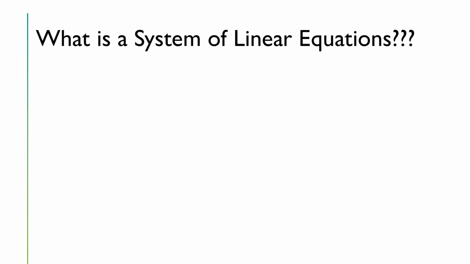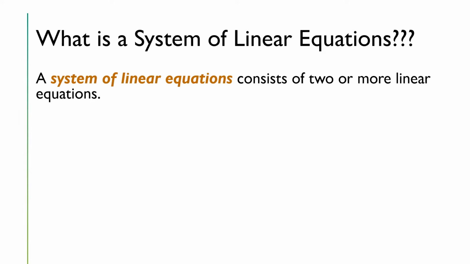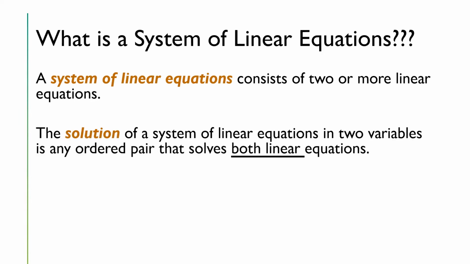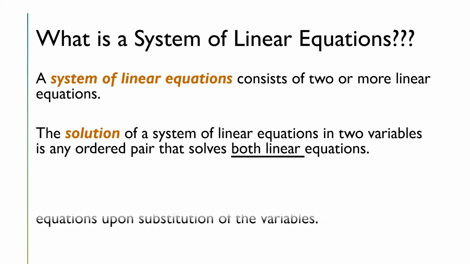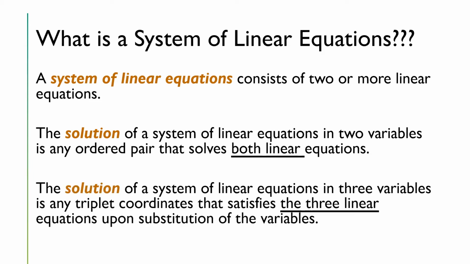What is a system of linear equations? A system of linear equations consists of 2 or more linear equations. The solution to a system with 2 variables and 2 equations is any ordered pair that solves both linear equations, while the solution to a system with 3 variables and 3 equations is a triplet coordinate that satisfies the 3 linear equations upon substitution of the variables.